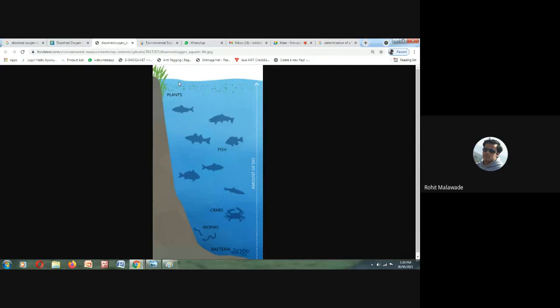Here, this is your atmosphere, and this is your water level. The upper layer of water will be continuously in touch with the atmospheric oxygen. So here, you are going to find a greater amount of oxygen.